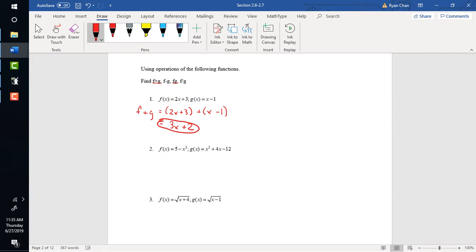If I'm being asked f times g, I'll do the same thing. Just notice this time I'm multiplying them, so I'm going to distribute. 2x times x is 2x squared. 2x times negative 1 is negative 2x. 3 times x is 3x. 3 times negative 1 is negative 3. So this is 2x squared plus x minus 3.